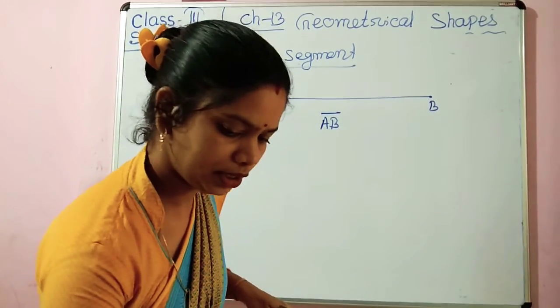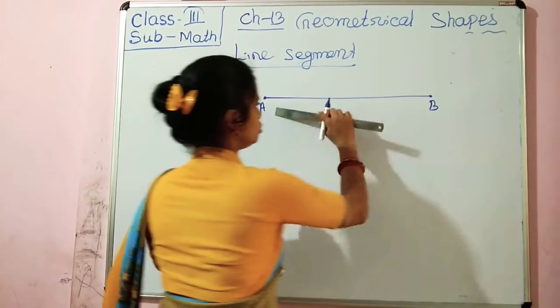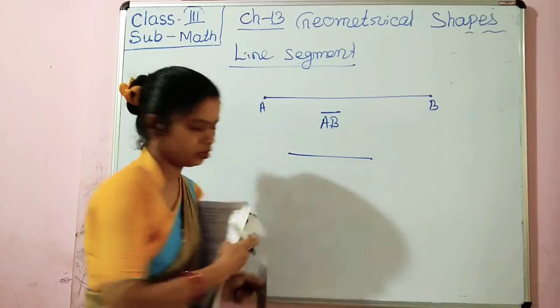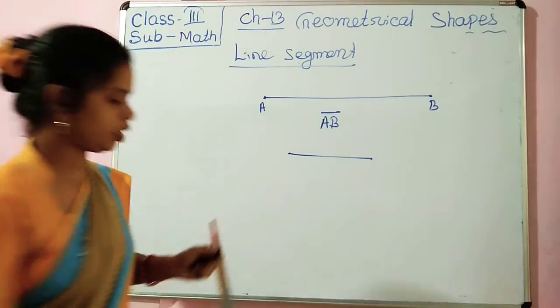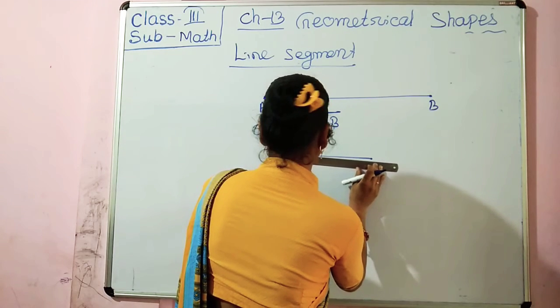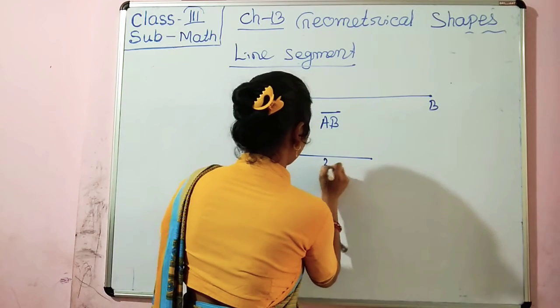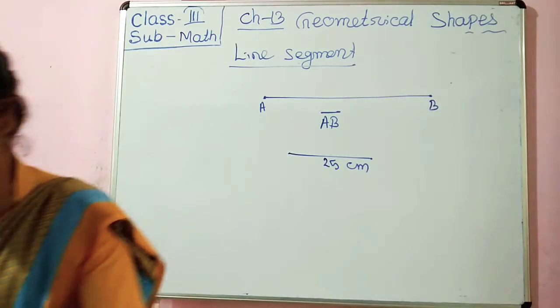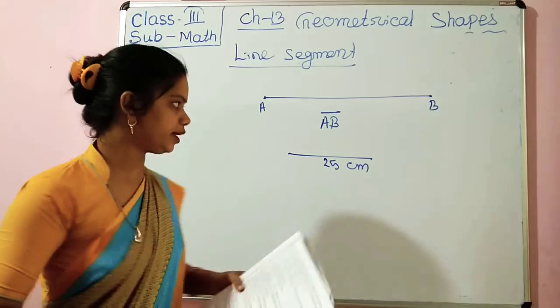We can measure it. Suppose we measure with the help of the scale. Look, how many cm? Yes, 25 cm. This line segment is 25 cm. Okay, we can measure it. Then a ray.